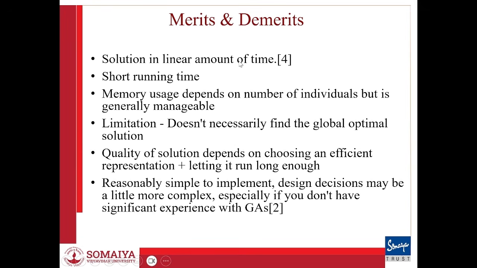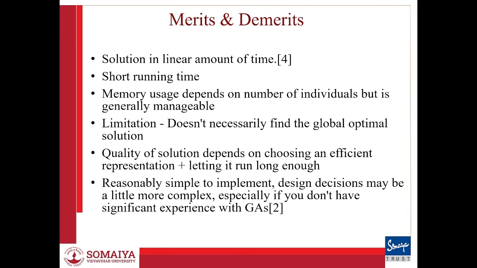So, what are the merits and demerits of genetic algorithms? A good thing is that they can give a solution in a linear amount of time. They have short running time because we are going with 2-point crossover, multi-point crossover, a lot of randomization, etc. Memory usage depends on the number of individuals, but is generally manageable if you look at the space complexity and time complexity.